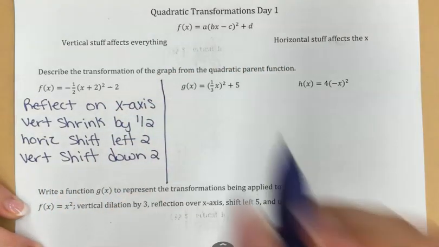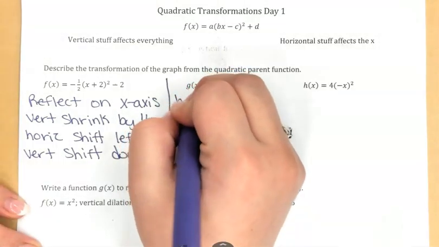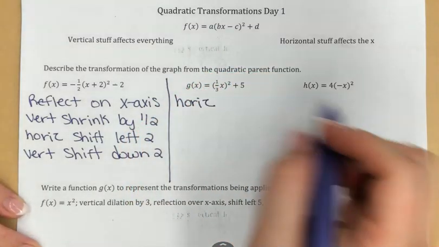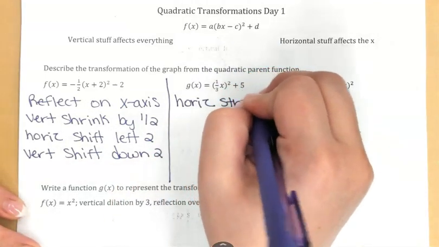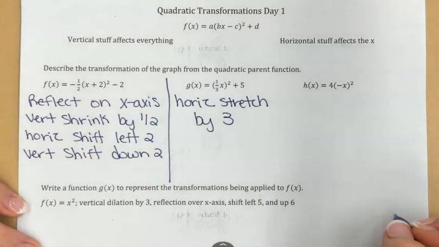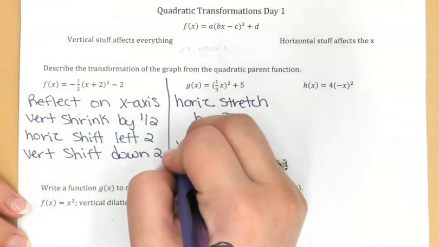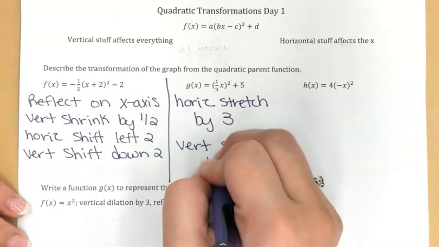Okay. Moving on to G, again just going left to right, that 1/3 on the inside there tells me that I have a horizontal change, and because it's less than 1, this means that it's going to be a horizontal stretch by 3, the inverse of whatever factor is being applied there. And then that +5 on the outside tells me that I have a vertical shift up 5.